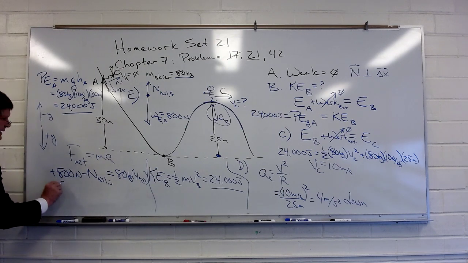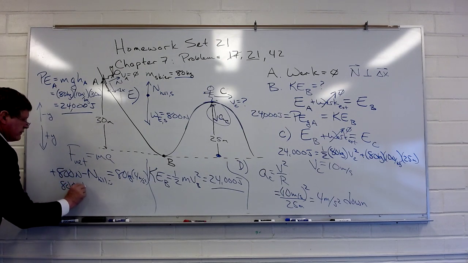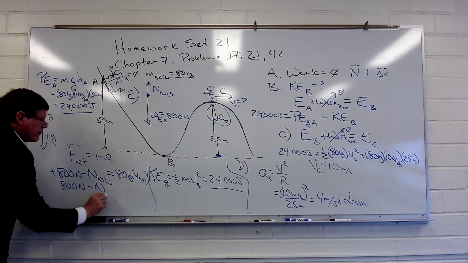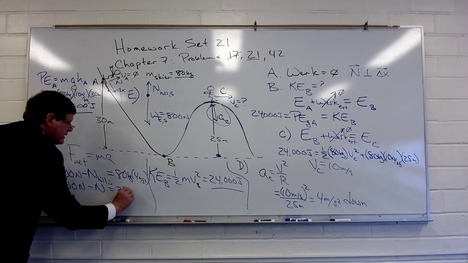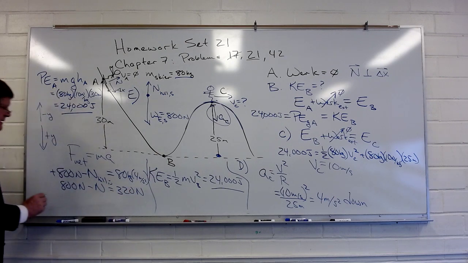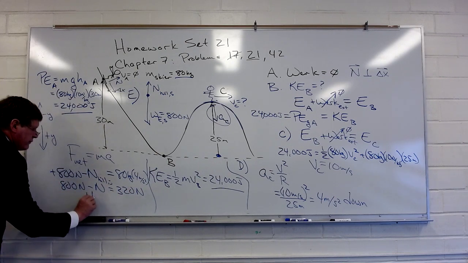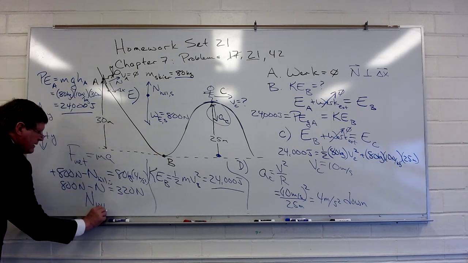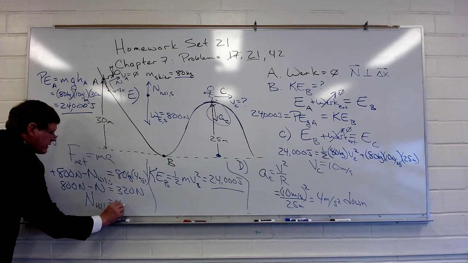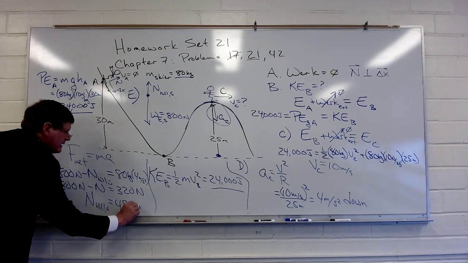So that tells me that 800 newtons minus this normal force is equal to 320 newtons. If I solve that for the normal force by the hill on the skier, I get 480 newtons.